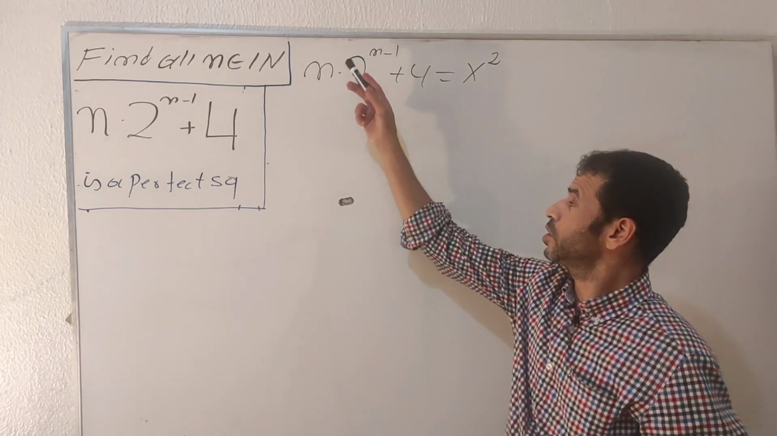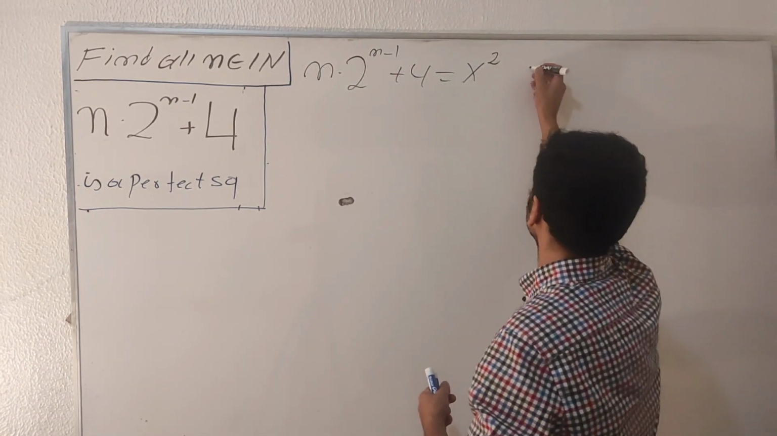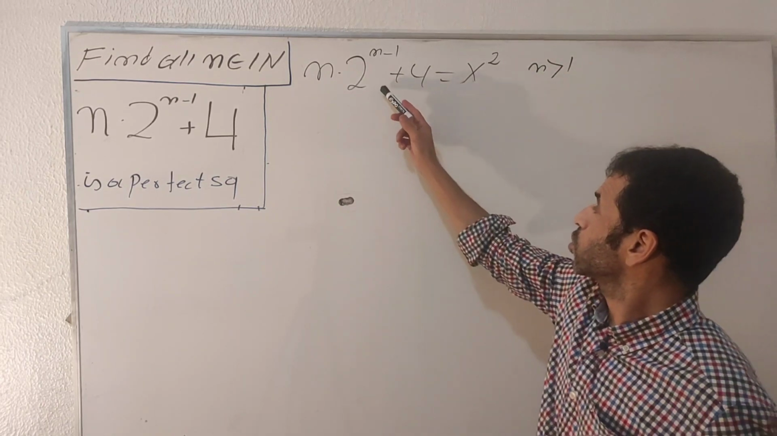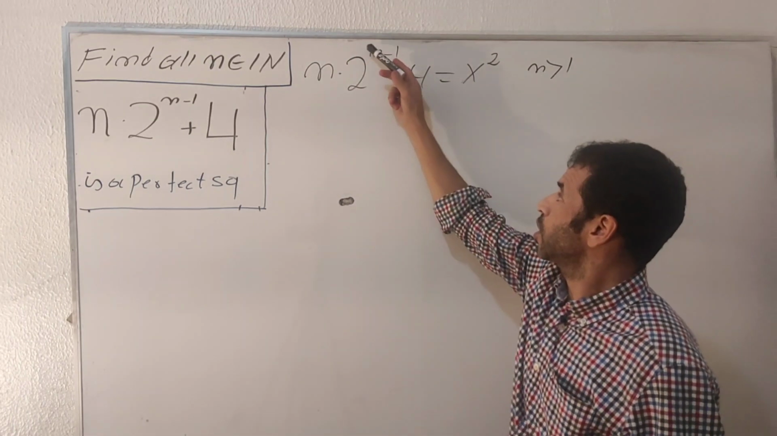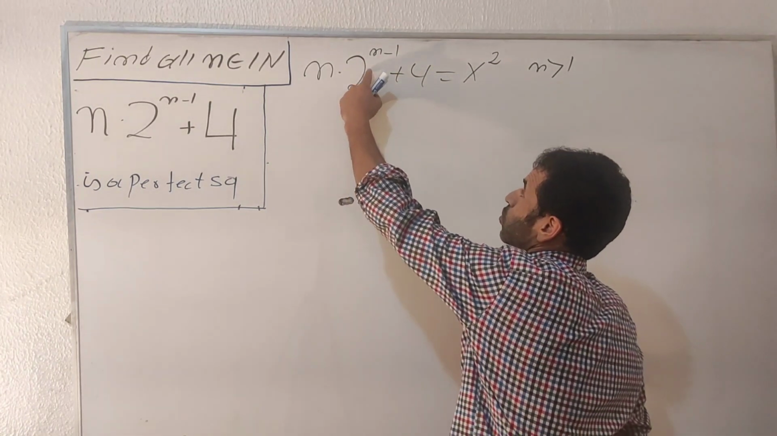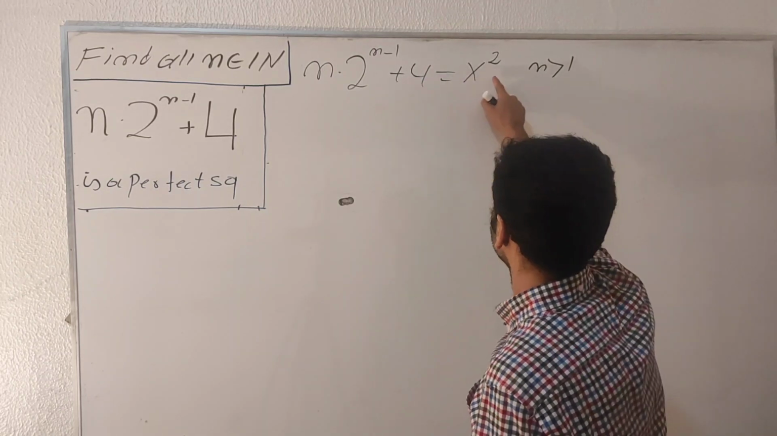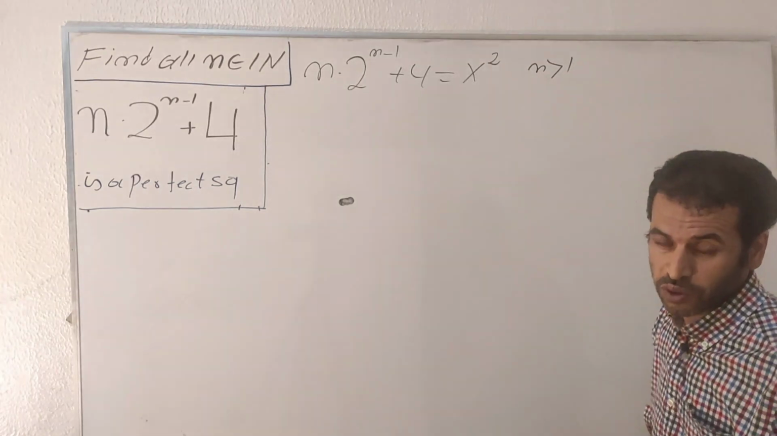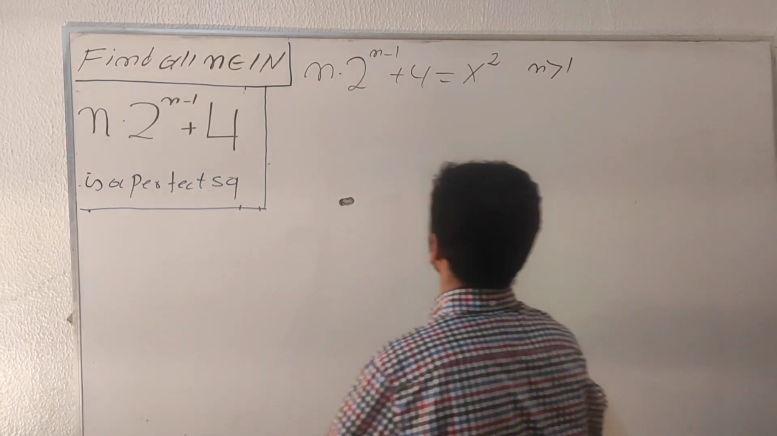So before doing anything here, let's put n strictly greater than 1, because n equals 1 is not going to give us a perfect square, and also n equals 1 is not going to give us a power of 2. This power of 2 is going to disappear if n equals 1. Since we have 4 here and x squared here, by moving this 4 to the right, I will create a difference of two squares. Then we will factor that. Okay? So let's do that.